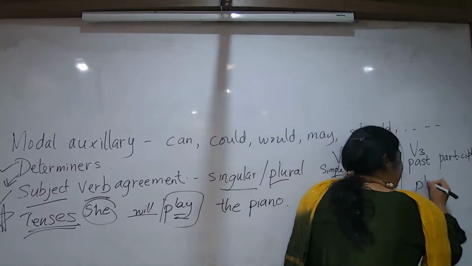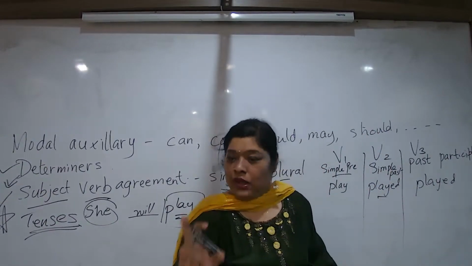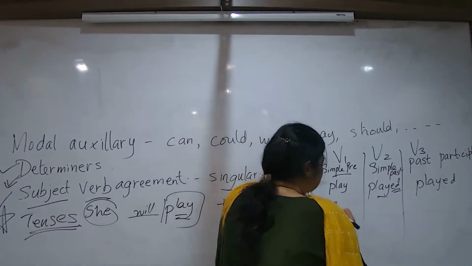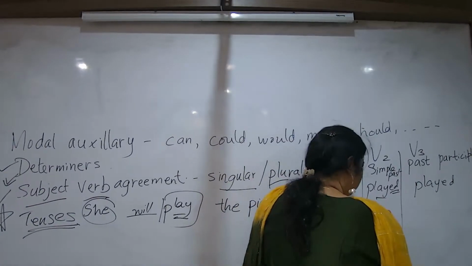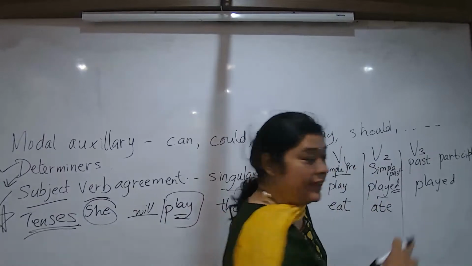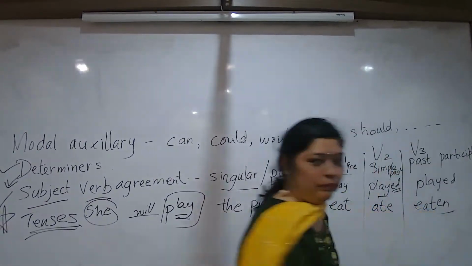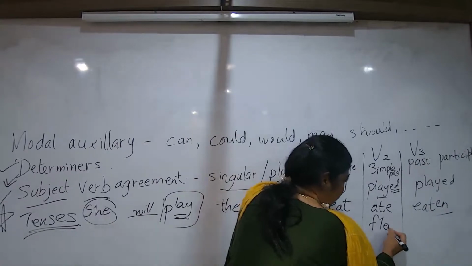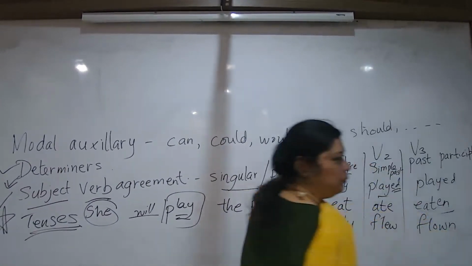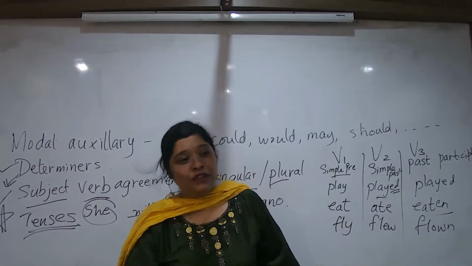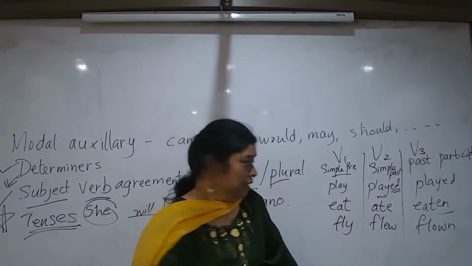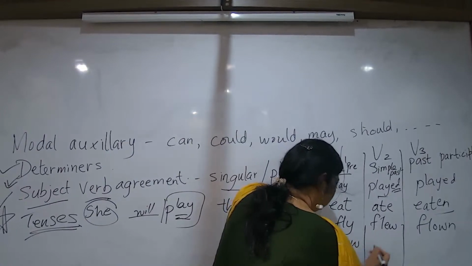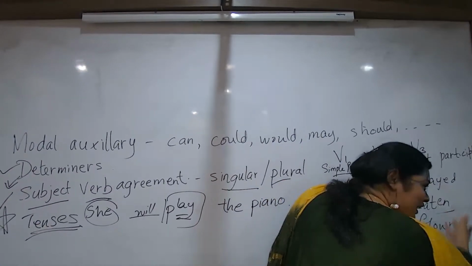So played will only remain played. ED words in past participle remain the same. This is an ED word. But if I write here eat, it changes to ate. These are irregular verbs, and this changes to fly. This was done in fifth standard. Then blew, sorry, low. This you know because flown will definitely come.